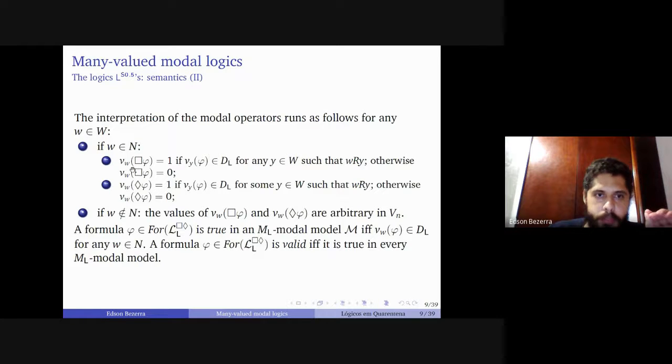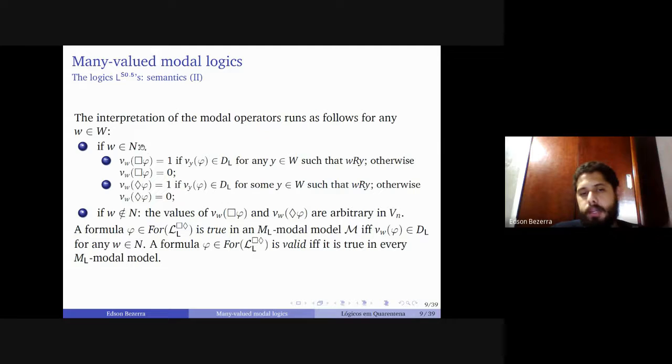For normal worlds, we have that box phi is true in the normal world W if phi is designated in all worlds accessible to W. Otherwise, it is false. And then the diamond: diamond phi is true if at least in some world phi is designated. Otherwise, it is 0. When W is non-normal, the values are arbitrary in the set of truth values. Okay.